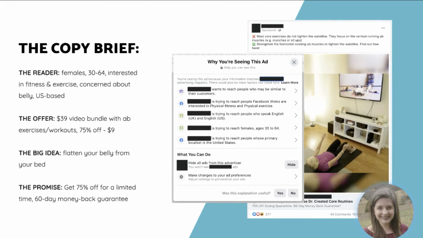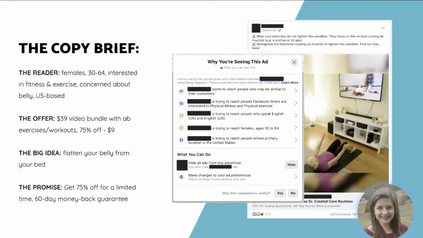Now you can see here, just by looking at how they're targeting me specifically, that they're trying to reach people who are similar to their customers. That means they've created a lookalike audience. They're trying to reach people who are interested in physical fitness and physical exercise. So that is an interest group that they're actually using to reach me. They're trying to reach people who speak English, either UK English or US English. That just helps them be more specific and helps their ad show to the right people.